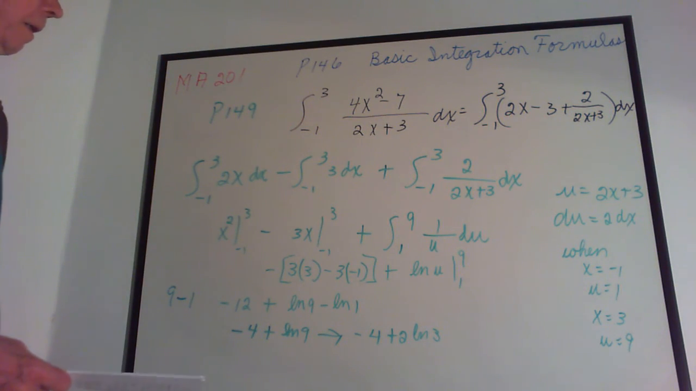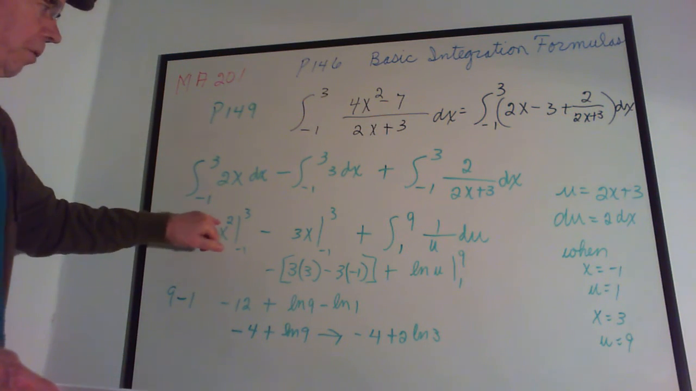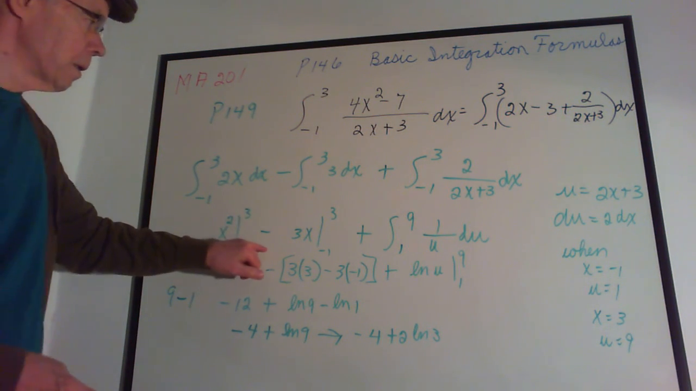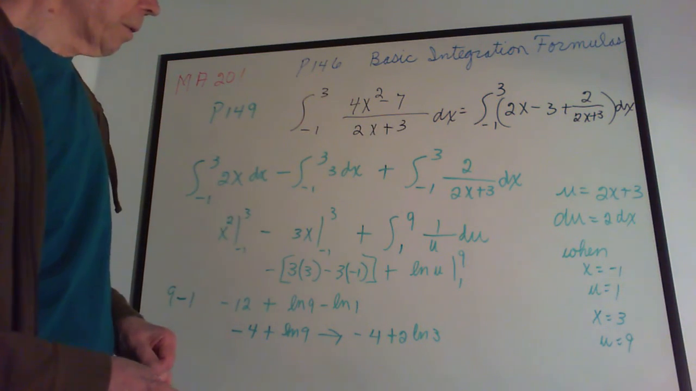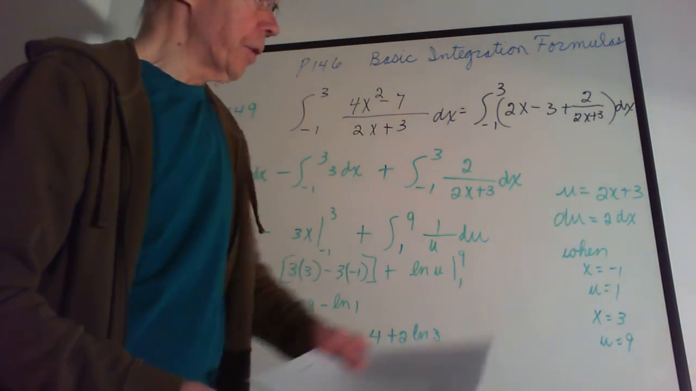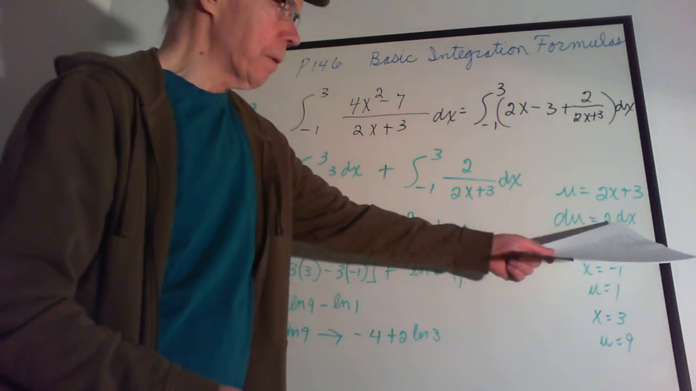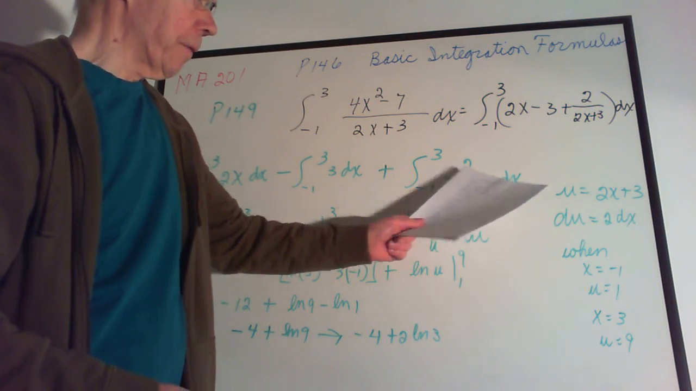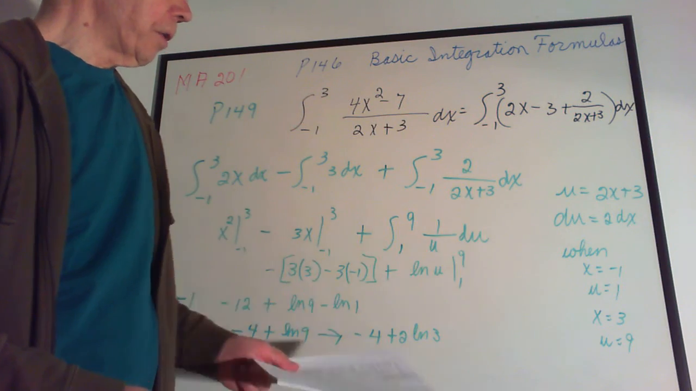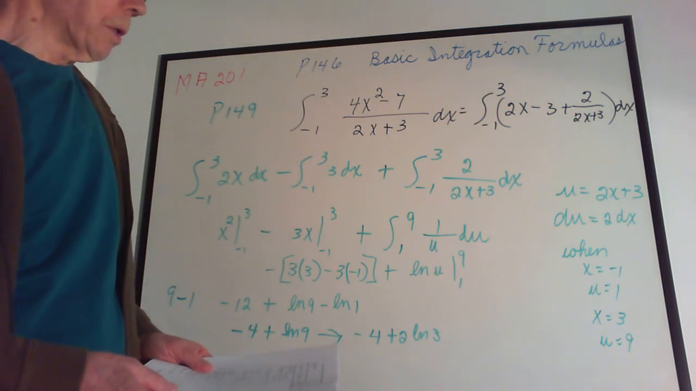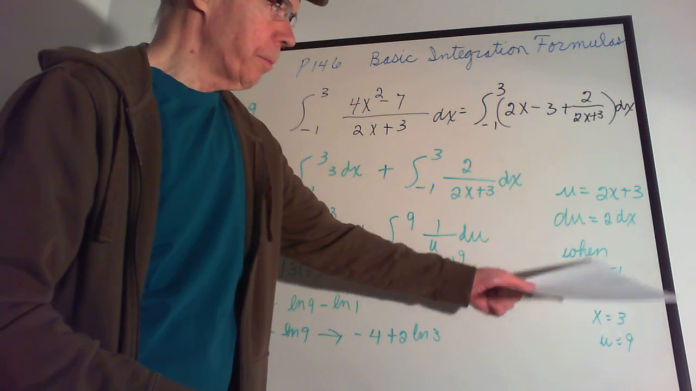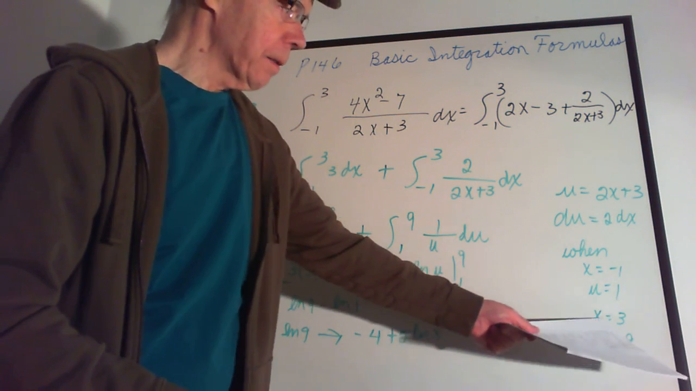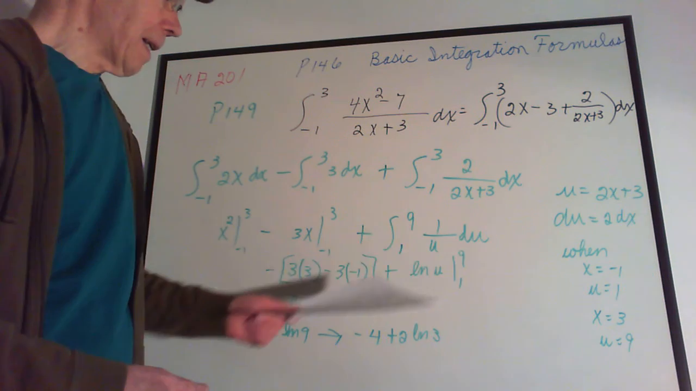Okay, final answer. This is going to become x squared minus 3x, upper limit 3, lower limit negative 1. For this one, you have to have u equals 2x, which means du equals 2dx. You have your dx, you have your 2, so you can put in the du. You have to change the upper and lower limits. When x is equal to negative 1, u is going to be equal to 1. When x is equal to 3, u is equal to 9.